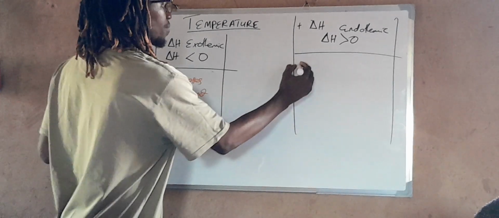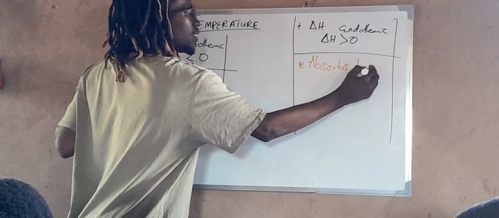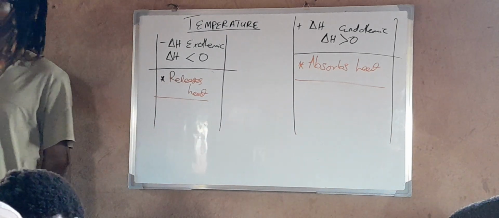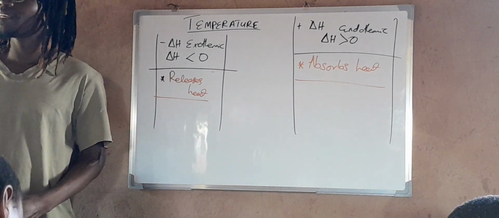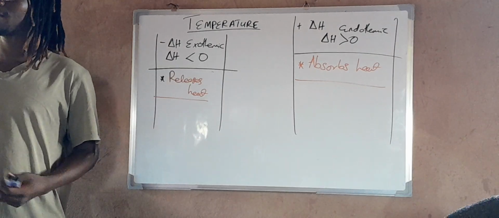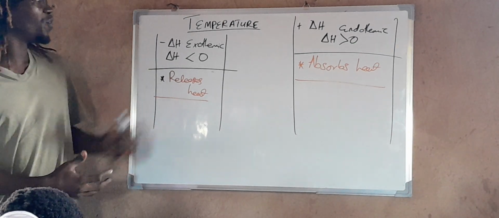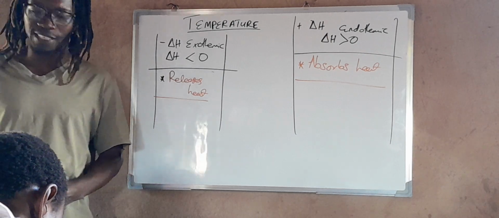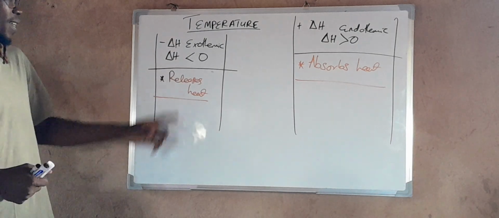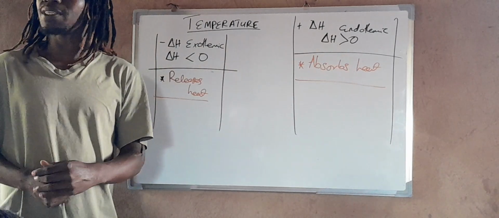What about this one? It absorbs heat. So once you understand what happens between endothermic and exothermic, you're halfway done with explaining what happens if we increase or decrease the temperature of a closed system. We are halfway done to solving what happens if we change this factor according to Le Chatelier's principle. So this is exothermic, it releases heat. This is endothermic and it absorbs heat, right?